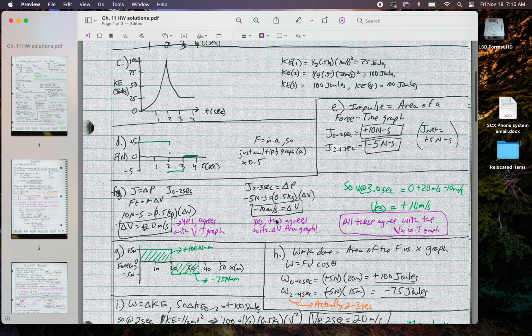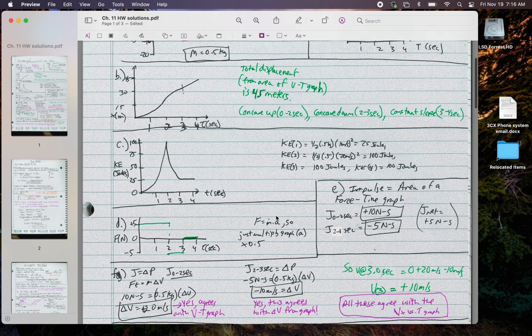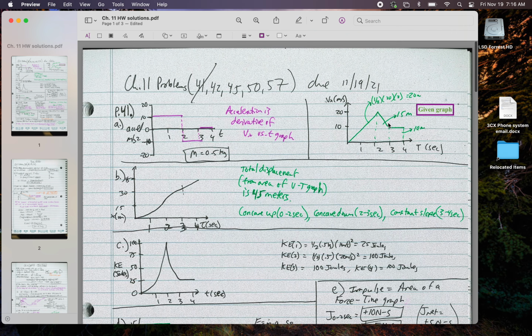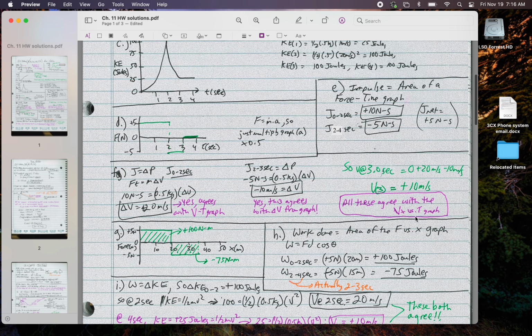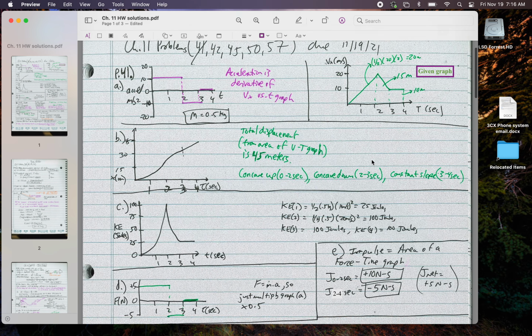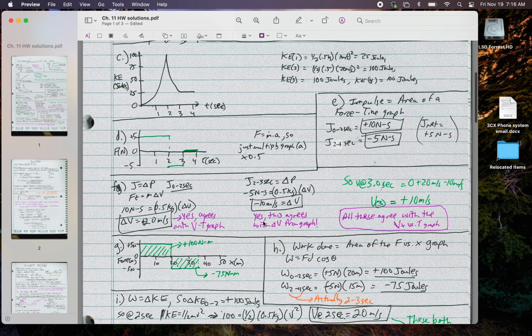This dt is negative 10 meters per second. And lo and behold, that agrees with this graph. We have a decrease of 10 meters per second. So overall, the increase in velocity from 0 to 3 seconds is 10 meters per second.